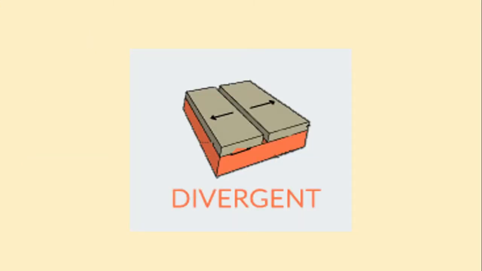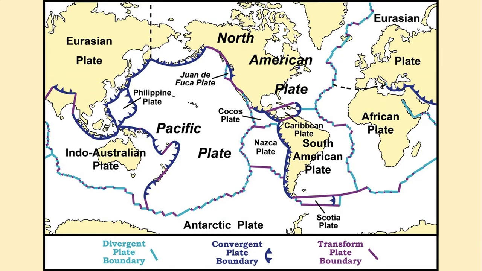Divergent plate boundary here with 2 plates moving away from each other. And on this map, everywhere where there's a light blue line is a divergent plate boundary. Notice that there's areas in the ocean where there are divergent plate boundaries. Those are called mid-ocean ridges, and that's where new oceanic crust is created.